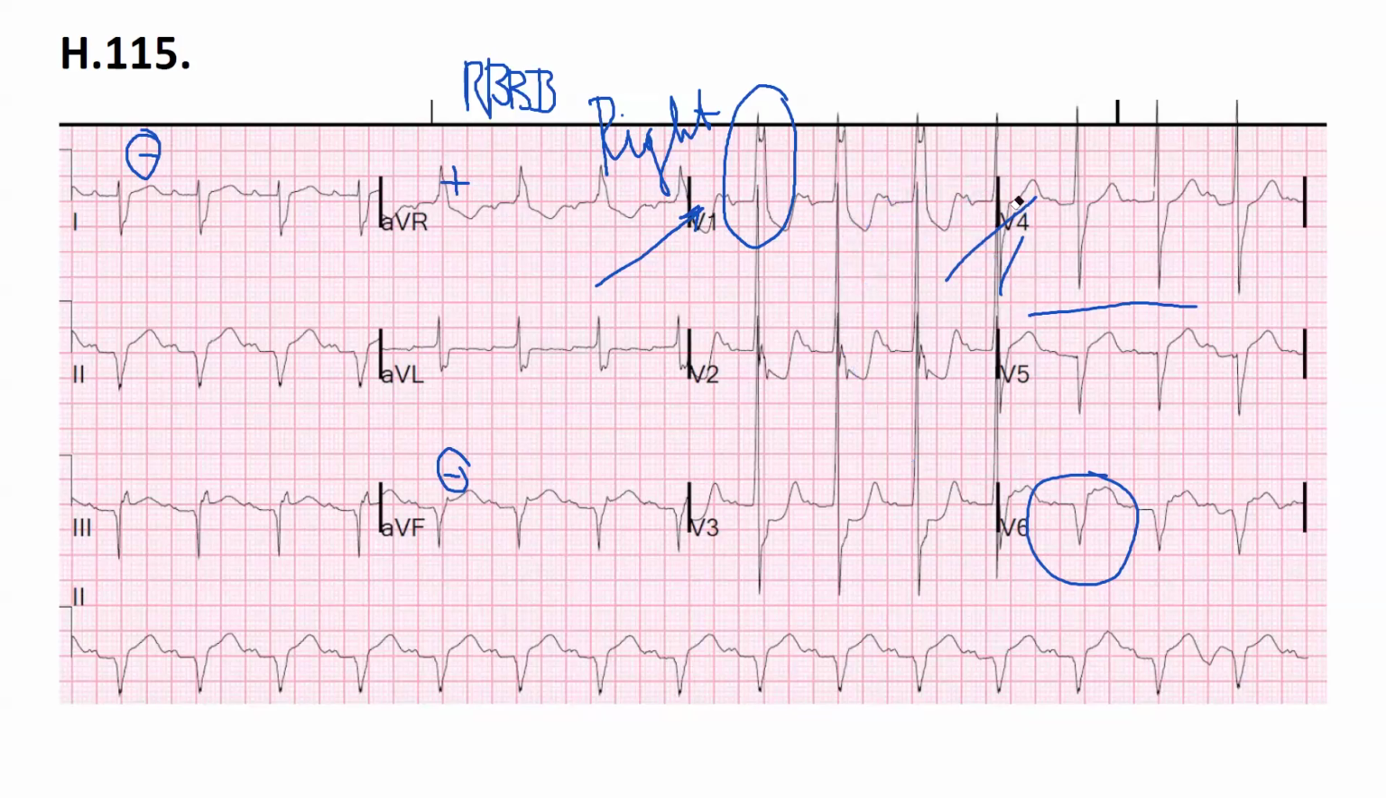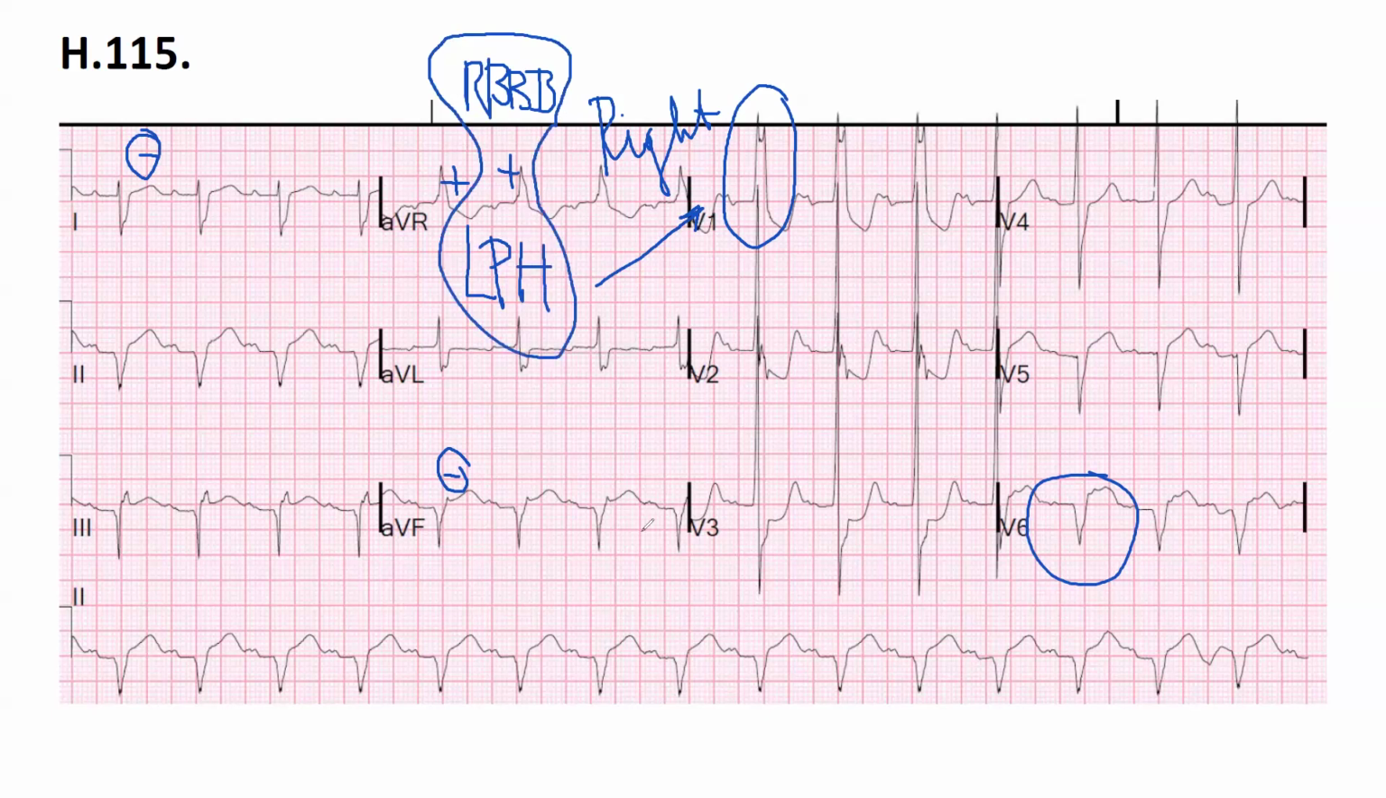What can it be? Especially when we do have a right bundle branch block. Can it be due to the right bundle branch block itself? It's one cause. That can be a left posterior hemiblock, and together that's again a bifascicular block. Next one, we're still inside the QRS complex.